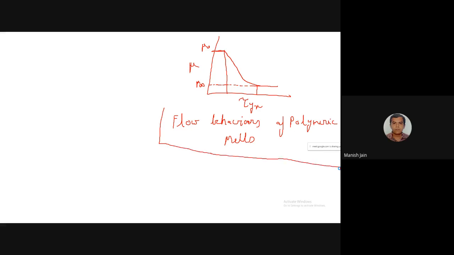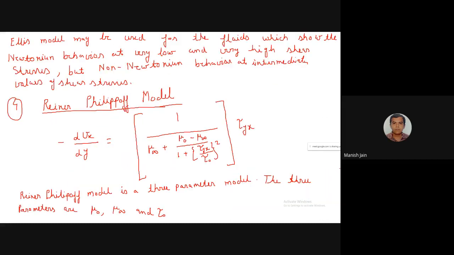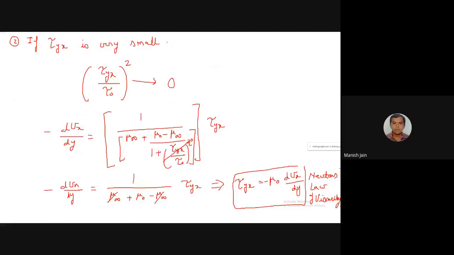Okay, so the Ranier-Filipov model is best suited for the polymeric melts. Why? Because in the Ranier-Filipov model you have two different viscosities at the lower shear stress range and at the higher shear stress range. Both models, the Alice model and the Ranier-Filipov model, show the non-Newtonian behavior at the intermediate shear stress ranges and the Newtonian behavior at the lower and the higher shear stress ranges. The only difference is that the Ranier-Filipov model shows different values of the viscosity. So this model is most suited for the polymeric melts. Basically, this model is developed for the polymeric melts only.